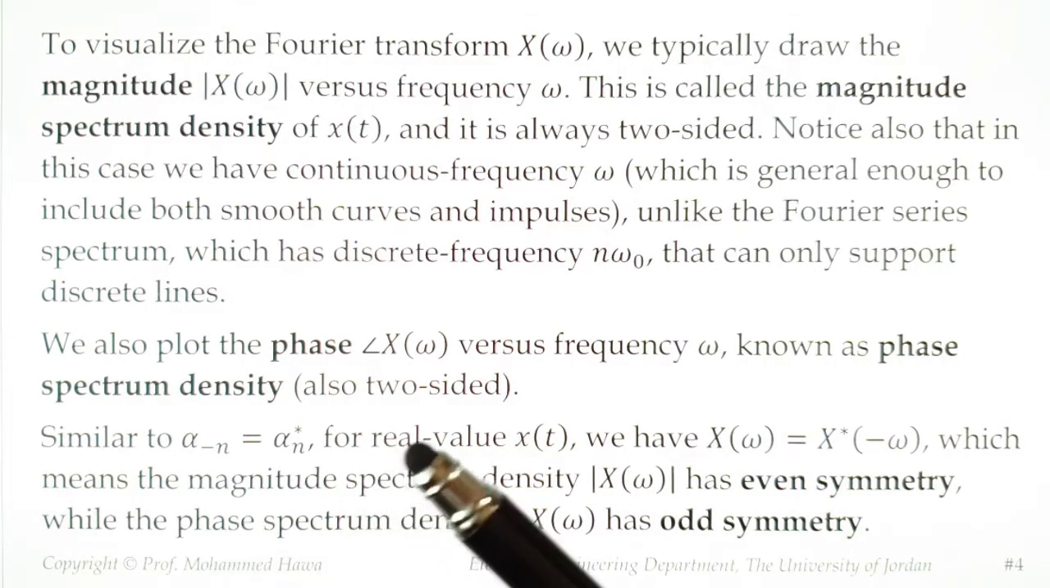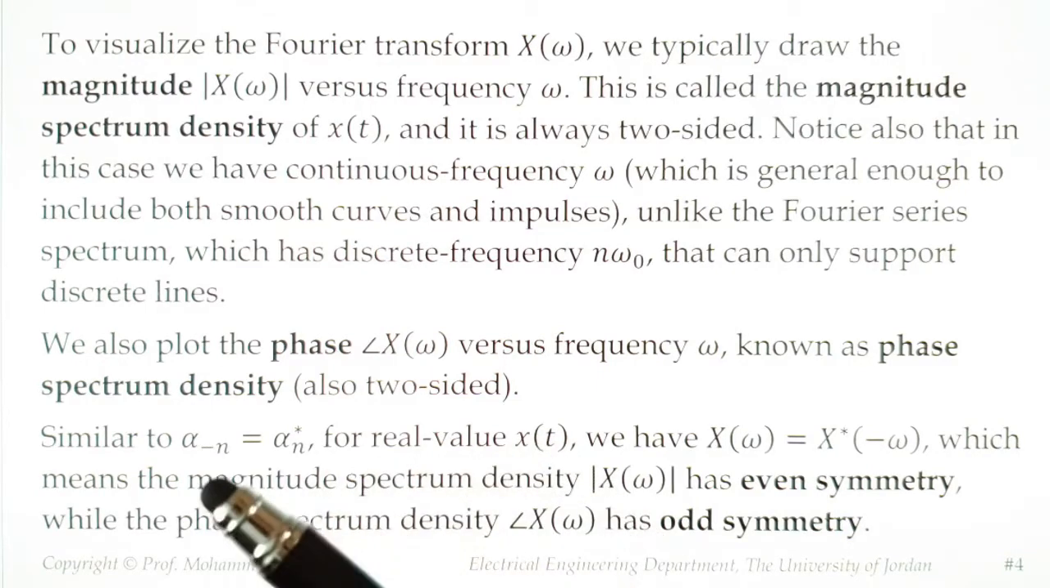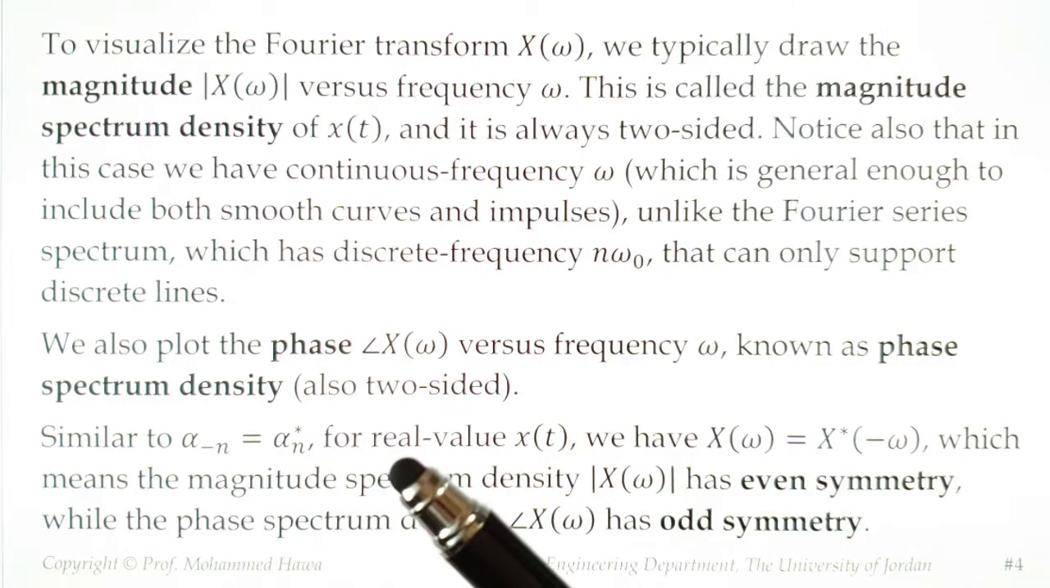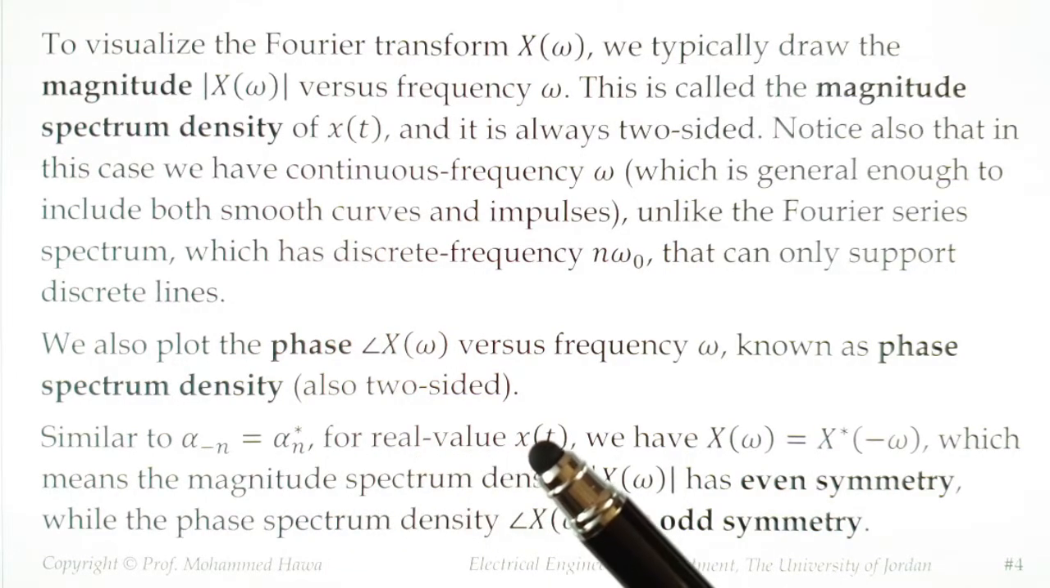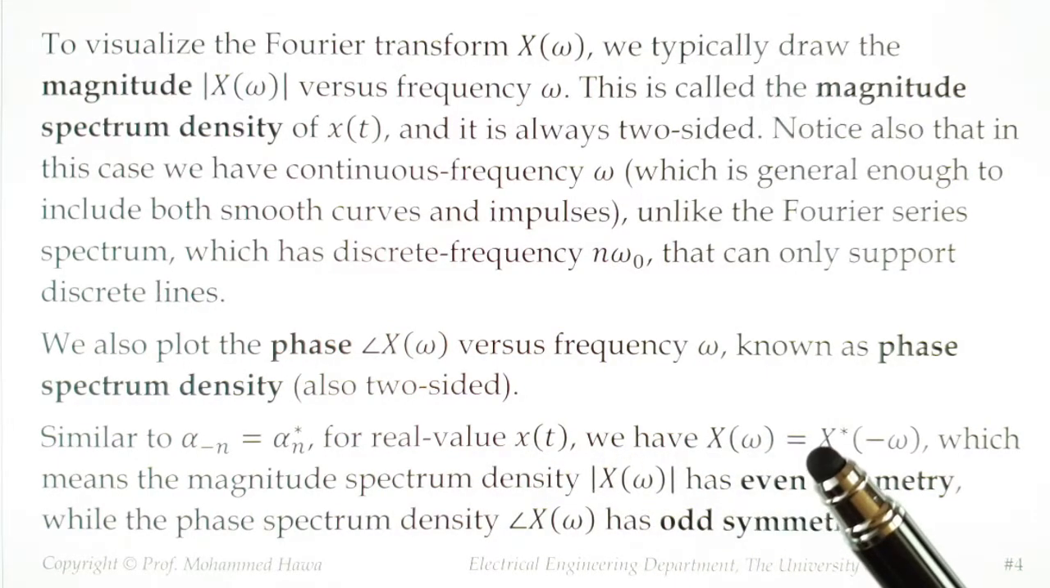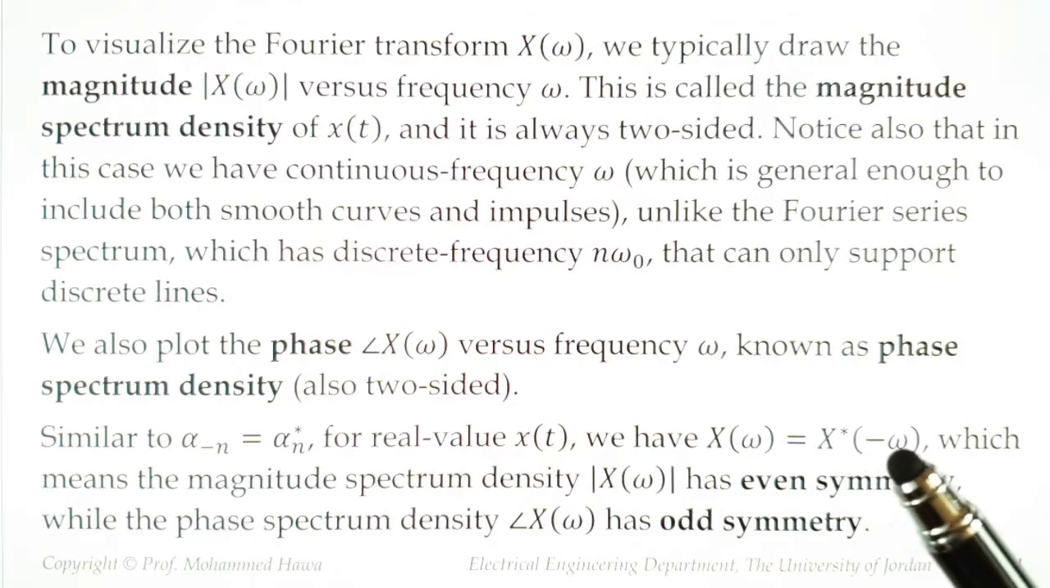For real valued signals x of t, remember we used to have for Fourier series alpha minus n equal alpha n conjugate. We have a similar relationship for real valued signals x of t in the case of Fourier transform, where we have X of omega equal X conjugate of minus omega.